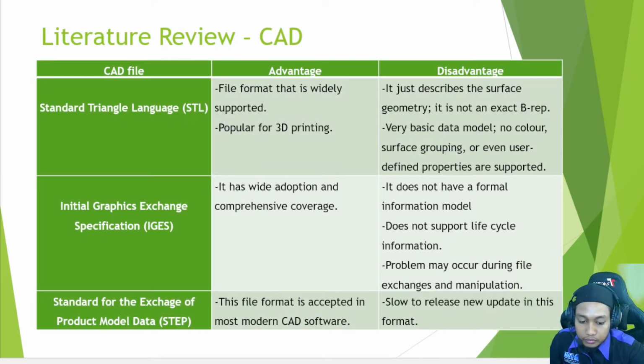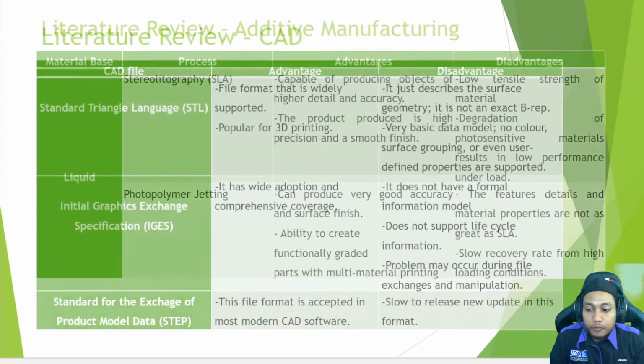Literature review. CAD file. What is CAD file? CAD file is a computer-aided design, which is the process of designing and documenting a product using computer software. In this slide, I choose 3 CAD files, which are Standard Triangle Language (STL), Initial Graphic Exchange Specification (IGES), and the last one is Standard for the Exchange of Product Model Data.